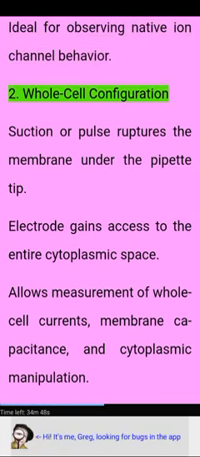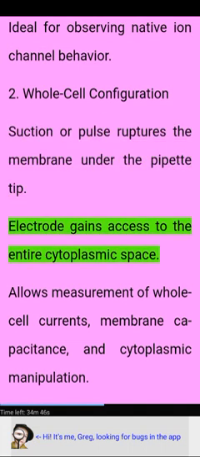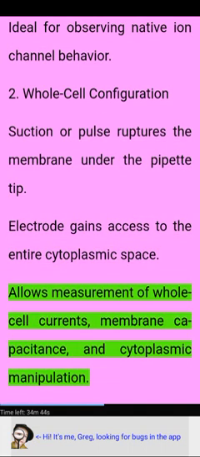2. Whole cell configuration. Suction or a pulse ruptures the membrane under the pipette tip. Electrode gains access to the entire cytoplasmic space. Allows measurement of whole cell currents, membrane capacitance, and cytoplasmic manipulation.